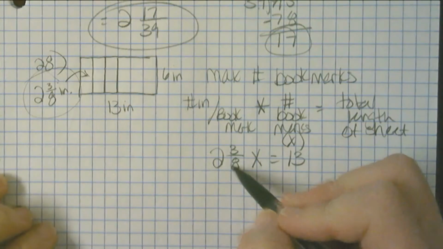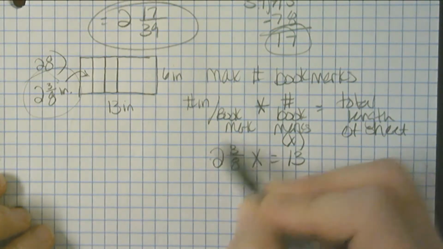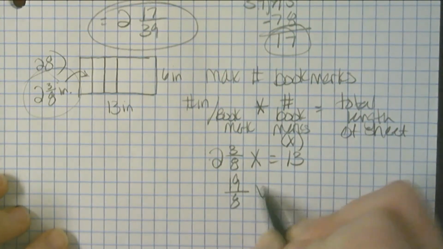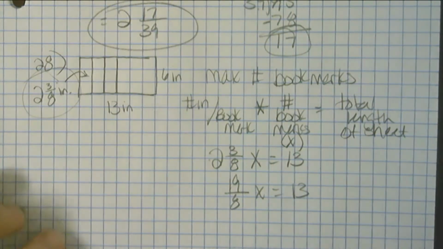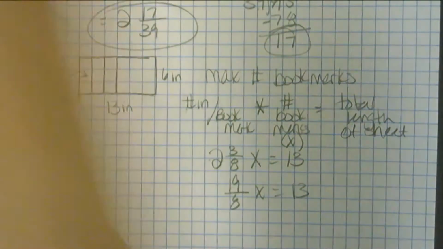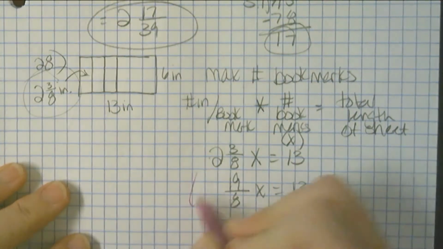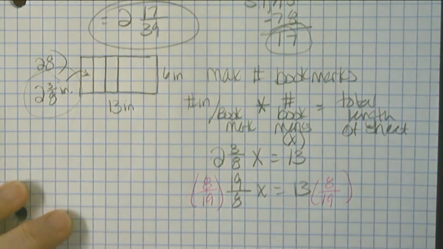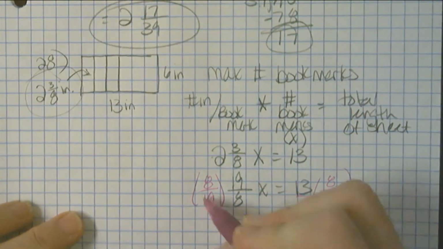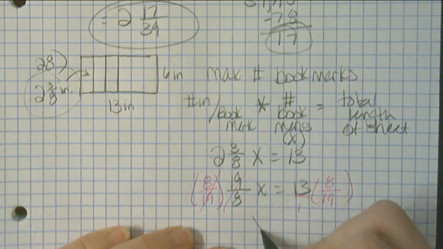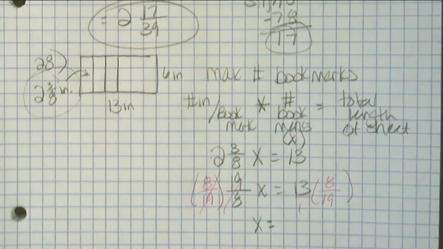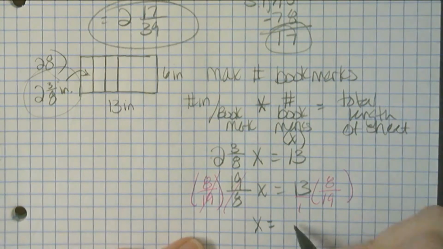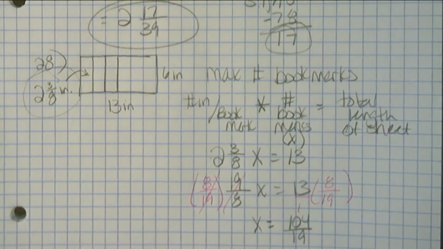All right, so now I have to do my improper fraction work because I have to multiply with this. So 8 times 2 is 16 plus 3 is 19/8 times x is equal to 13. To get rid of that multiplication by that fraction, that's our coefficient, I multiply by its reciprocal. All right, this is not pretty because I can't divide out common factors here. So I have x is equal to 13 times 8. This is going to be 104 divided by 19.